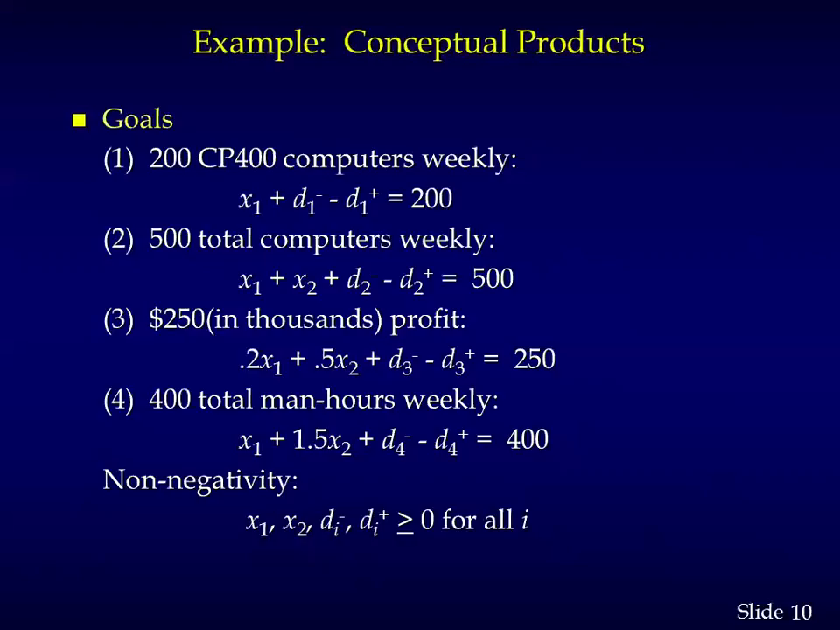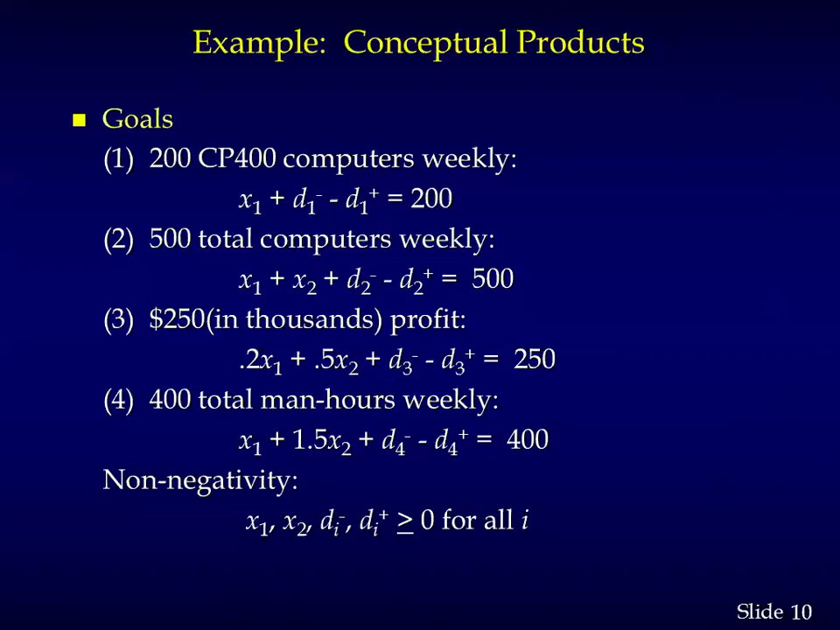Okay. Next one is the total number of computers. That's x1 plus x2 plus d2 minus, minus d2 plus, equals 500. Now, what about the profit? The revenue, actually. This is 200 x1 plus 500 x2 plus d3 minus, minus d3 plus, equals 250,000, since I'm multiplying by 1,000. That's another important thing here. We divided by 1,000 here, right? We'll talk later about what the implication of that is when we're combining or weighting.